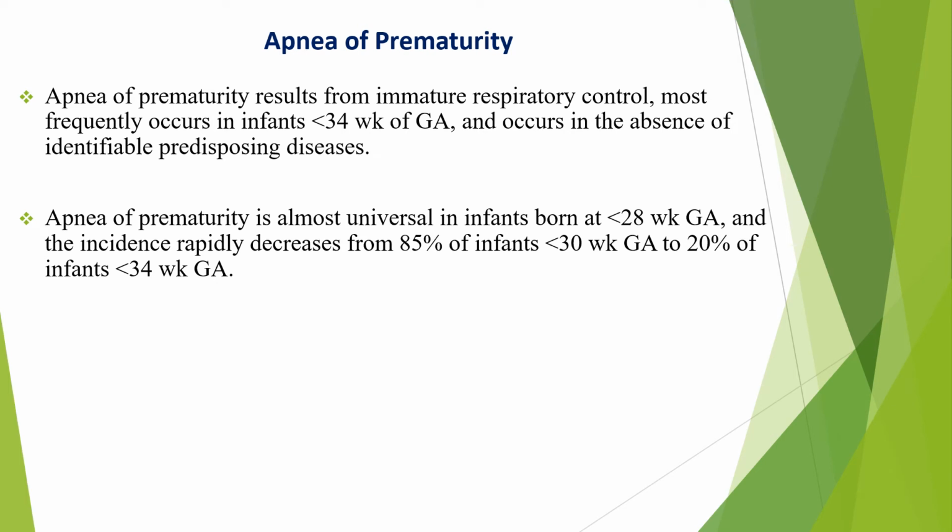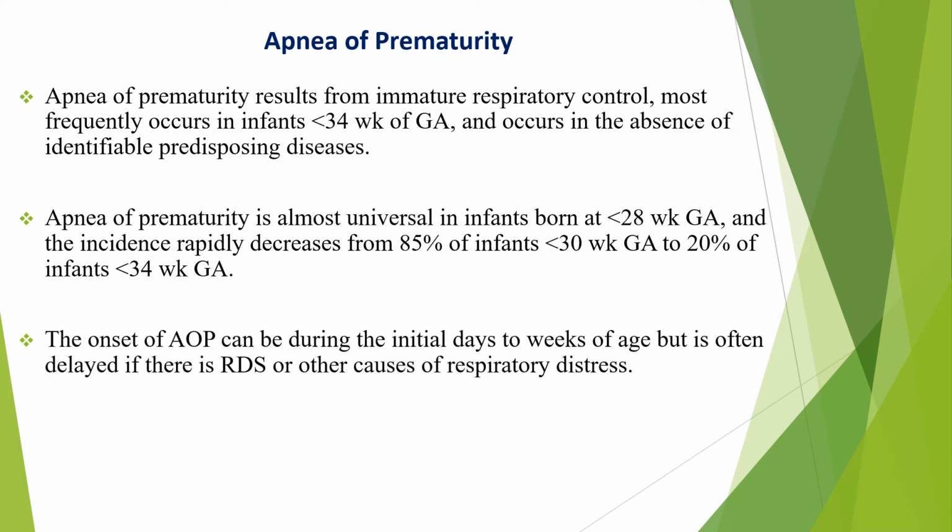Apnea of prematurity is almost universal in infants born at less than 28 weeks of gestational age, and the incidence rapidly decreases from 85% of infants in less than 28 weeks to 20% of infants in less than 34 weeks of gestational age. The onset of apnea of prematurity can be during the initial days to weeks of age, but it is often delayed if there is respiratory distress syndrome or other causes of respiratory distress.